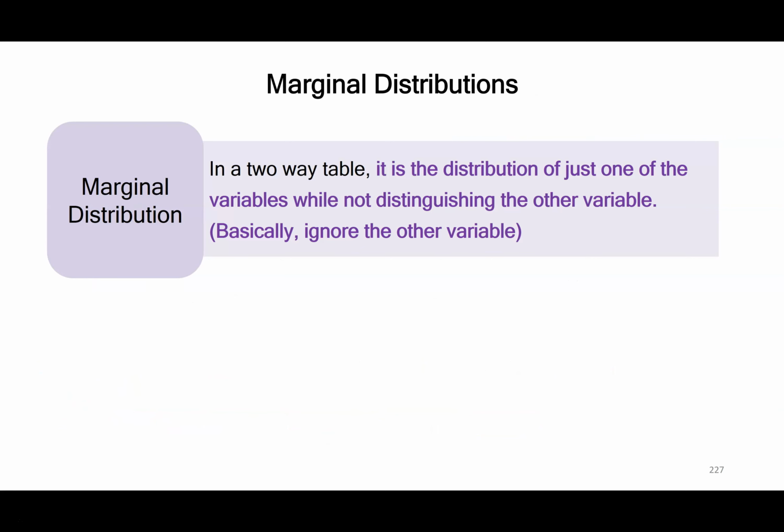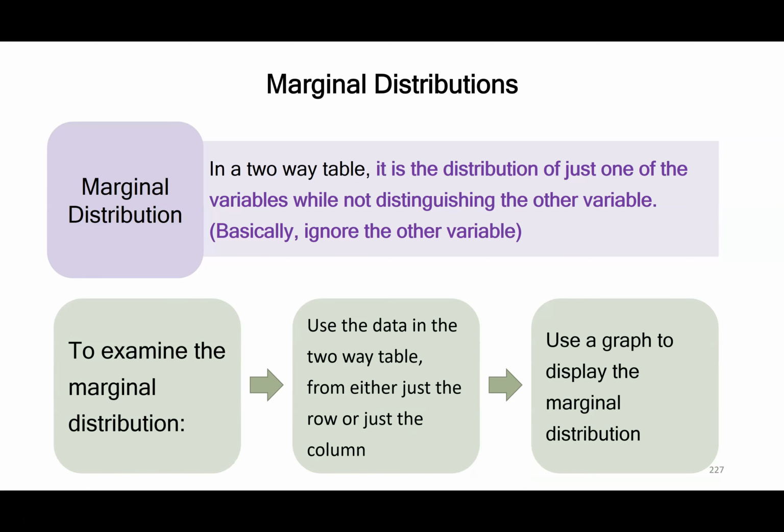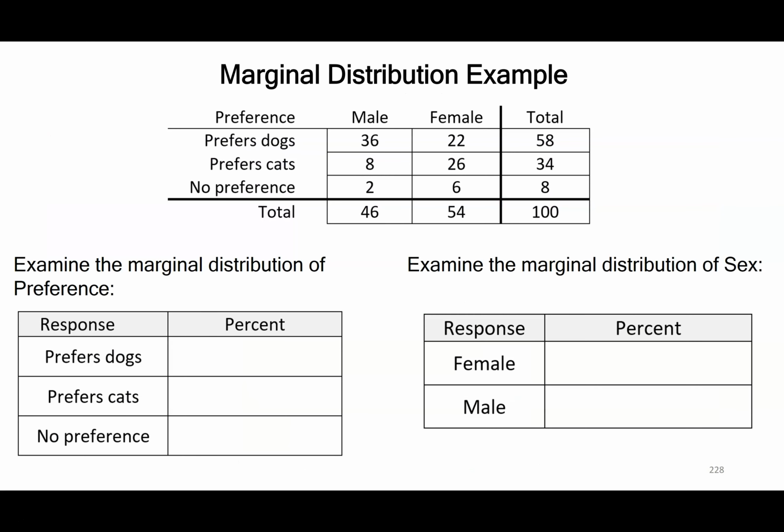So for marginal distributions, that tells us, hey, let's just focus on one of these variables. So it's the distribution of just one variable while totally ignoring the other one. So in order to investigate it, use the data in the two-way table, focus just on the rows or just on the columns. Decide ahead of time which, and then you can use a graph to display that marginal distribution. Okay, we're going to look at the marginal distribution of preference and the marginal distribution of sex for the example that we were looking at there.